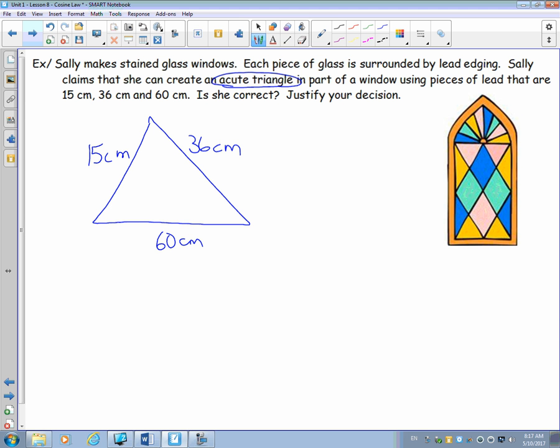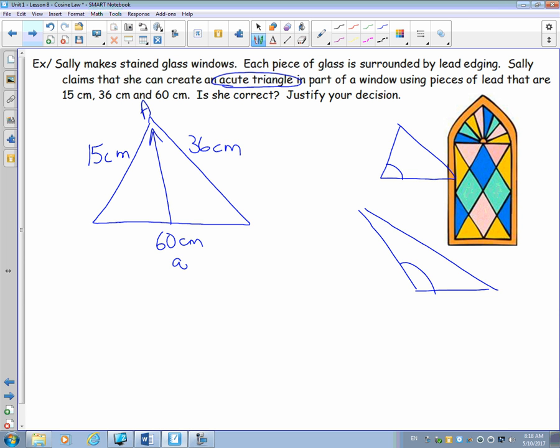In other words, I want to know what are the angles of that triangle. In particular, what's the biggest angle of that triangle? Because if it's less than 90, the other two have to be less than 90 too. If the biggest angle happens to be obtuse, well, then she's wrong. But if the biggest angle is acute, then she's right. So I've got to find the biggest angle. The question we have to ask ourselves is, where's the biggest angle? The good news is it's always across from the biggest side. So it needs to be up here. That's the angle I need to find.